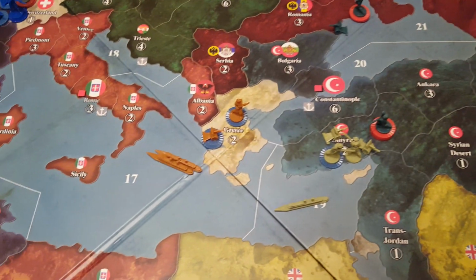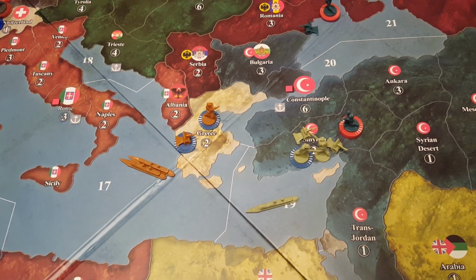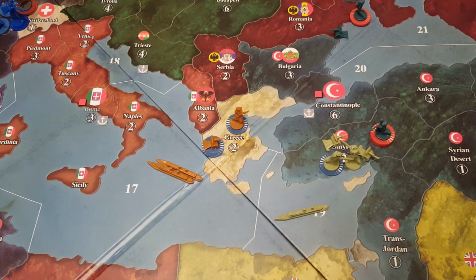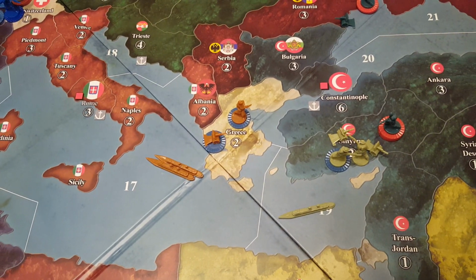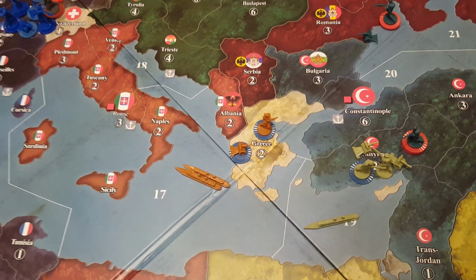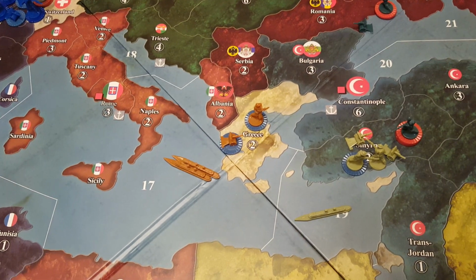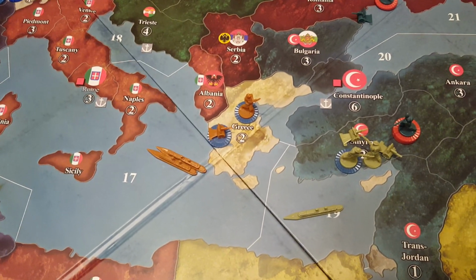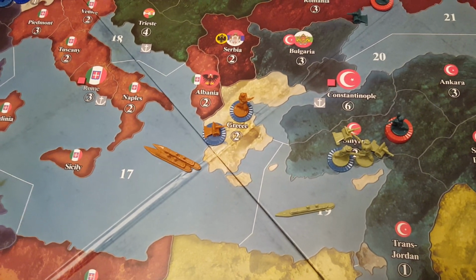Now, if the Ottomans moved in, then it would be the opposite. The Allies would get to decide, okay, which one of us is going to be the Greek army. And they could choose any of them. They might choose Italy. I mean, Italy's close, but they could choose whoever they want. And then that country would put their units down, and then they can use those as they please.